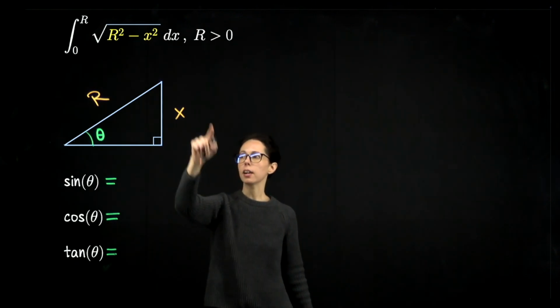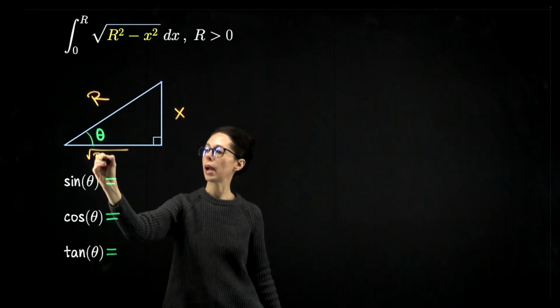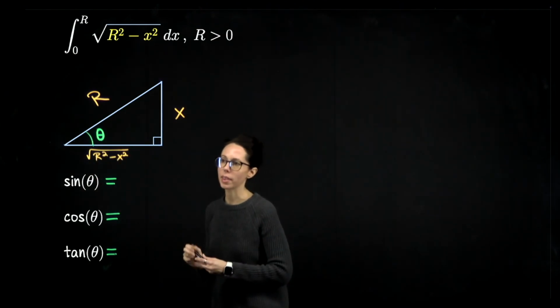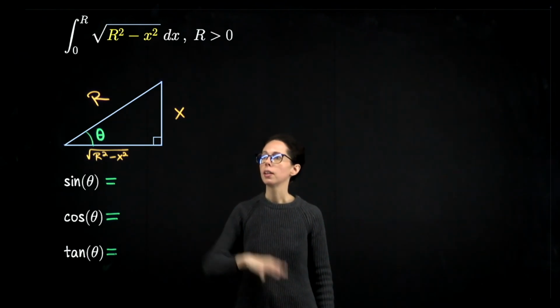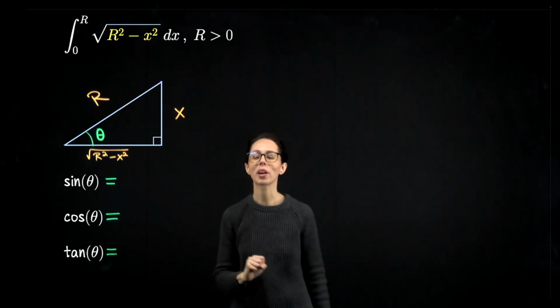So if x is here and r is there, then this third side looks like our integrand, the square root of r squared minus x squared. If I apply the Pythagorean theorem to this right triangle and square the sides, I would have r squared minus x squared plus x squared equals r squared, and that is a true statement.